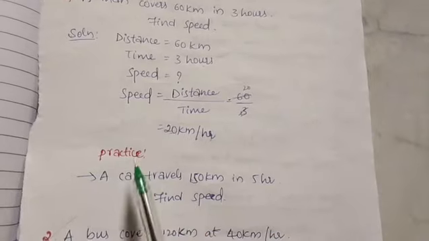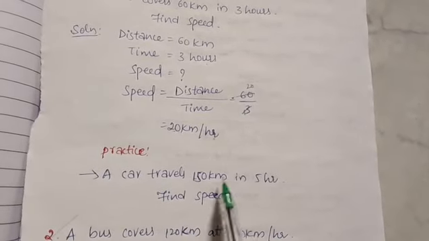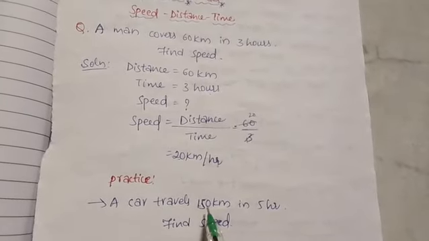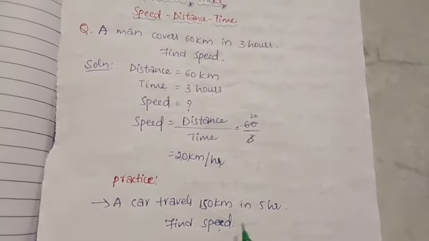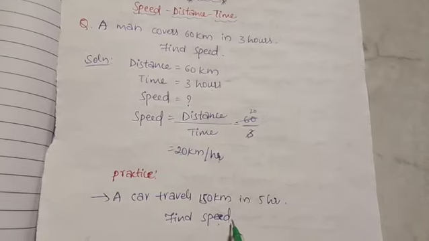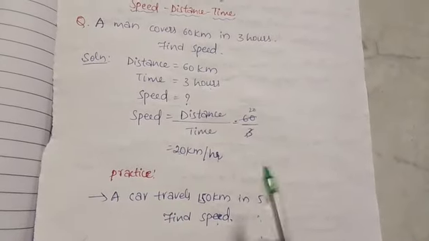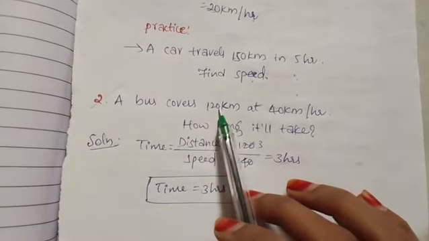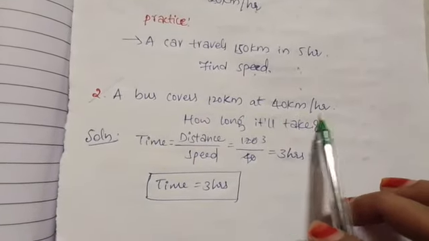When you apply the correct formula, then you will get it easily. I have a practice question for you, that is, a car travels 150 km in 5 hours. Find the speed. Here they have given distance and the time. How to find out the speed? Speed is equal to distance by time. Calculate it.